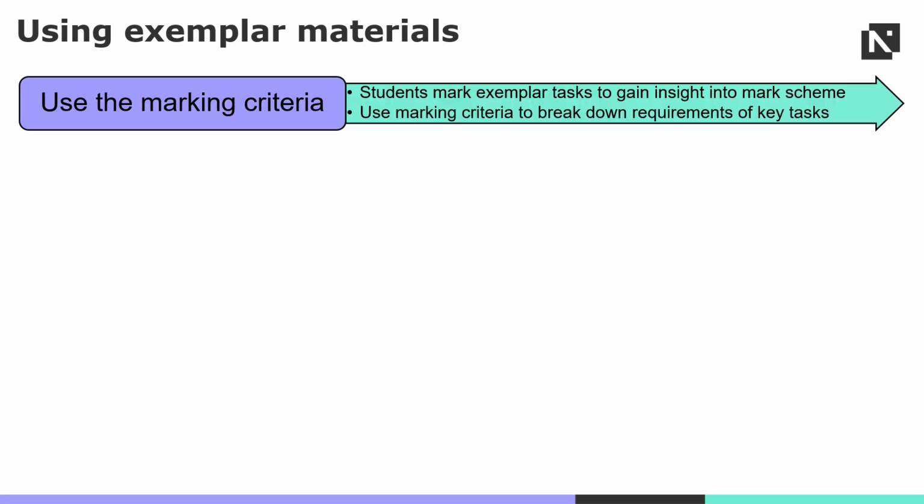So firstly, understanding the marking criteria. Provide students with a clear understanding of what distinguishes a pass from a distinction. This could be tied to the mark scheme or rubrics used for the assessment. Have students apply the marking criteria to an exemplar before reviewing their own or peers' work. And use the exemplars to break down the requirements for key sections of the assessment.